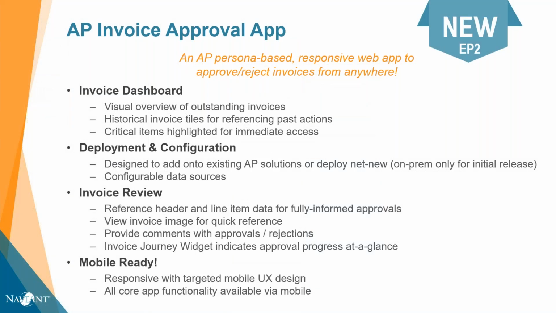Something new in OnBase EP2 is the AP Invoice Approval app. Now, this is AP specific, and it provides a persona-based web app to approve and deny invoices from anywhere. It's really meant to cater to various AP approvers on multiple platforms or multiple devices. It allows the users a visual overview through an invoice dashboard, and there's even an invoice journey widget, which I'll show you in a moment, to view the progress of those invoices at a glance. Now, this is a great add-on to people with existing AP solutions or as part of a new deployment for a new solution.